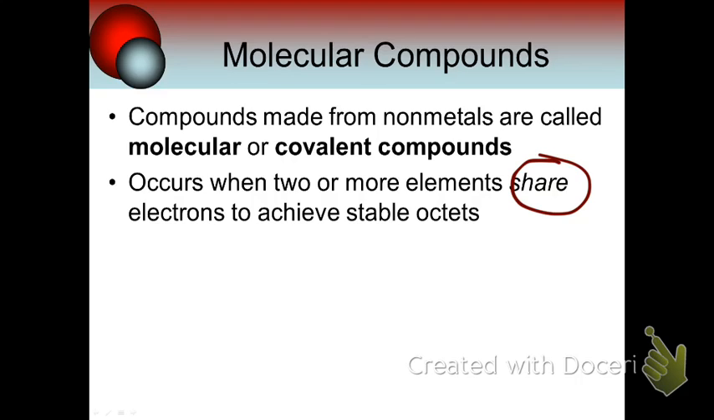share. Again, they still want to achieve stable octets, just like ionic compounds, but covalent compounds achieve octets around each other by sharing electrons. So you'll see each of them will have 8 electrons around, but the total amount of electrons won't be 16. It'll be less than 16. It'll be 14 because they're sharing 2 electrons to make their octets.